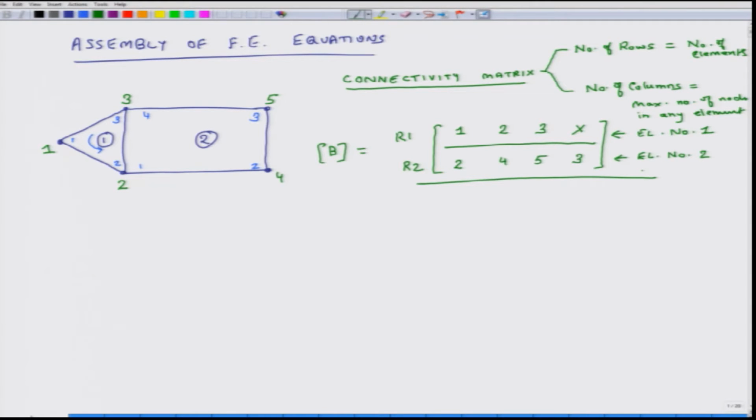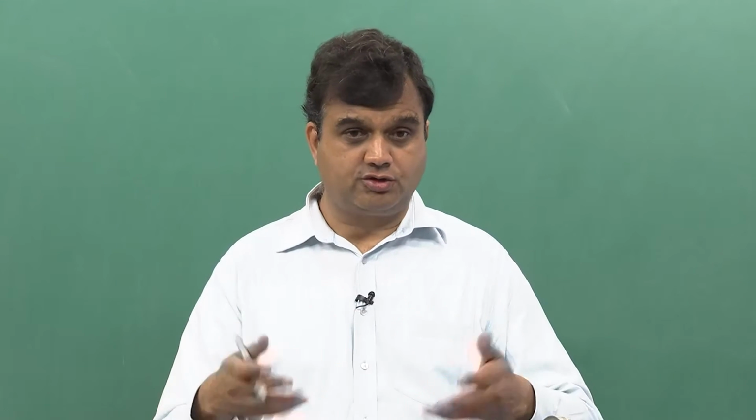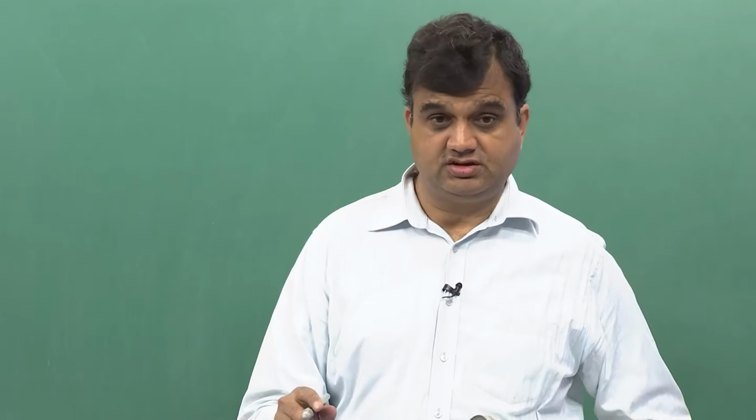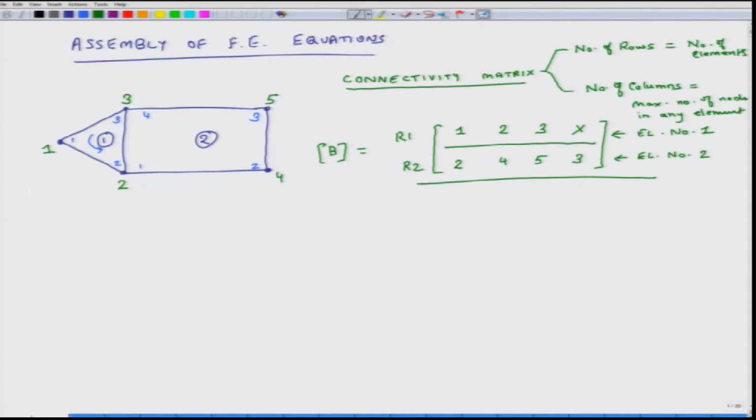connectivity matrix is fed to the computer, because when we are developing finite element applications, we have to figure out how do we automate the assembly process also. So, this connectivity matrix is used by the computer to assemble all the finite element equations for different elements. So, what does this connectivity matrix tell us?